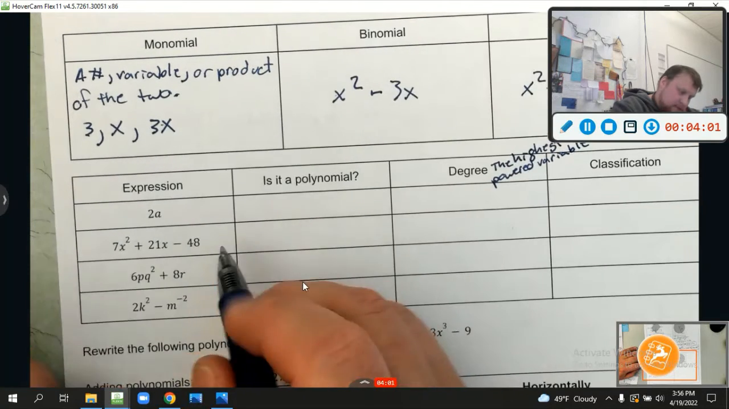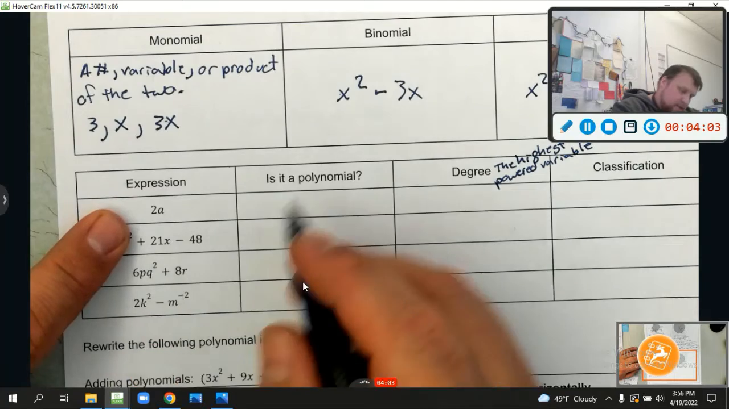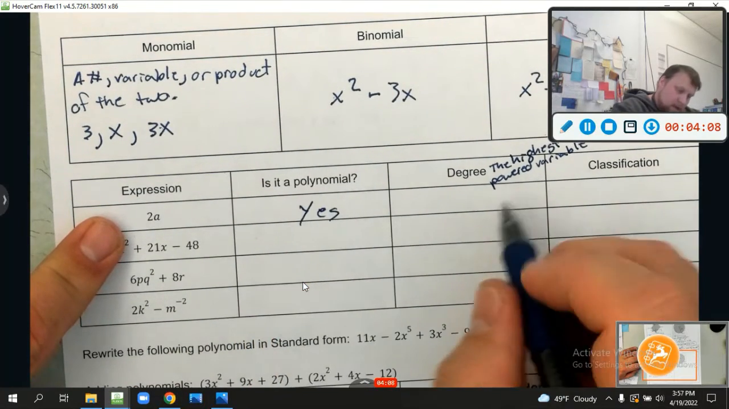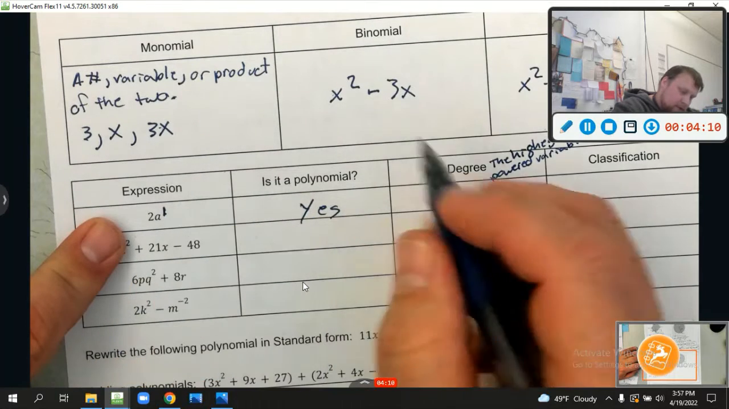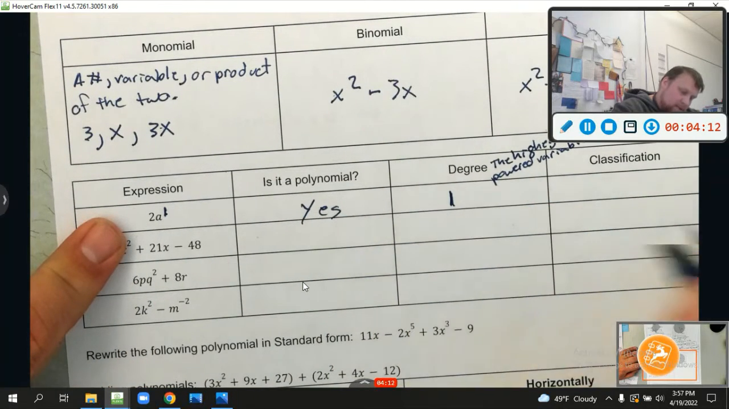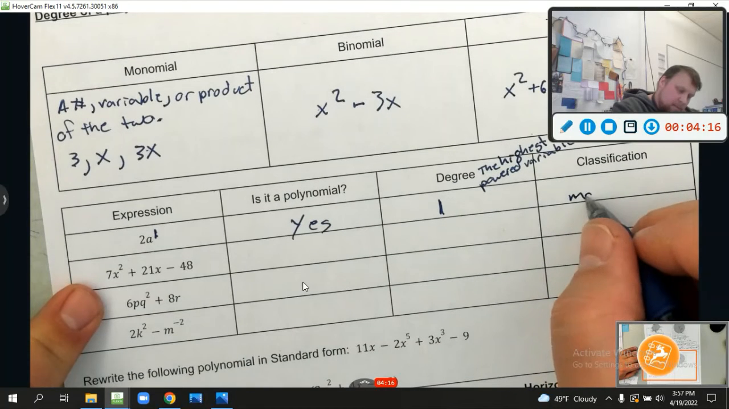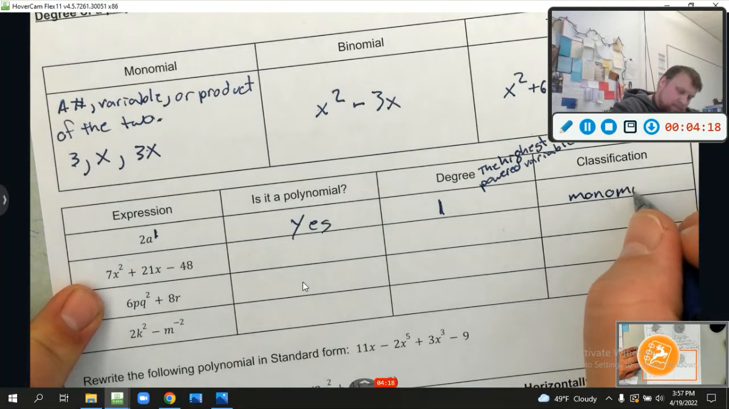So in this case, let's look at it. It's 2a. Is this a polynomial? Yes. What's the degree? Well, the highest powered variable is an a to the 1, so it's 1. So first degree. And the classification, this is a monomial, because it's just one term.